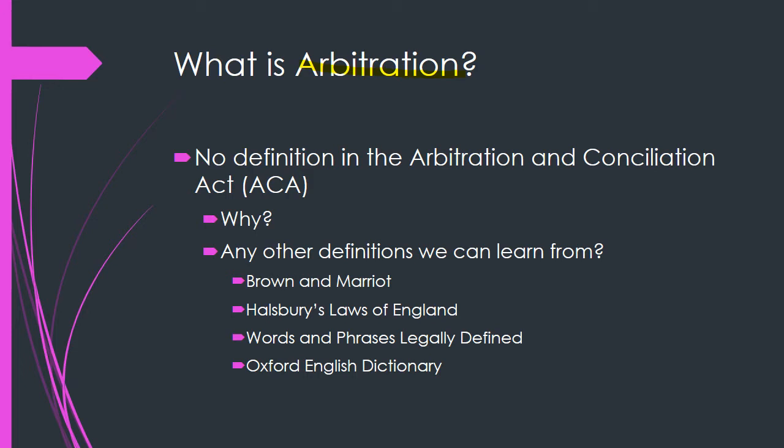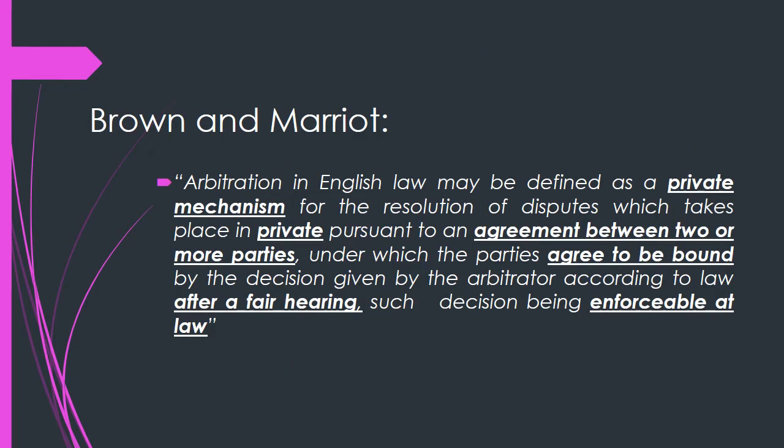And then we'll look at the simple dictionary meaning from the Oxford Shorter English Dictionary. So let's quickly go to Brown and Marriott. Brown and Marriott say that arbitration in English law may be defined as a private mechanism for the resolution of disputes which takes place in private pursuant to an agreement between two or more parties, under which the parties agree to be bound by the decision given by the arbitrator according to law after a fair hearing, such decision being enforceable at law. Quite a mouthful, but note that there are many features of arbitration in this definition.